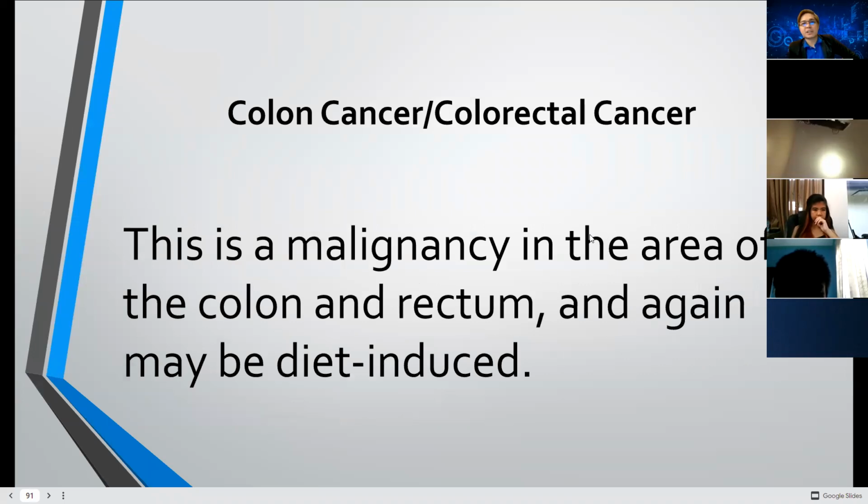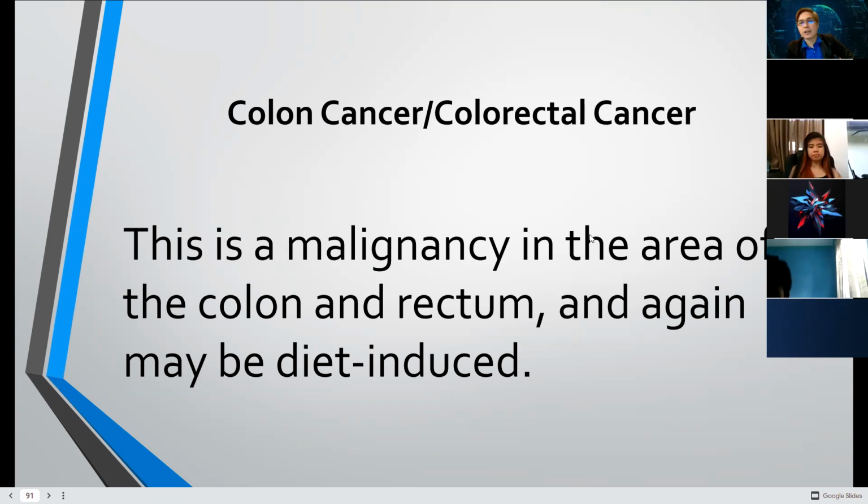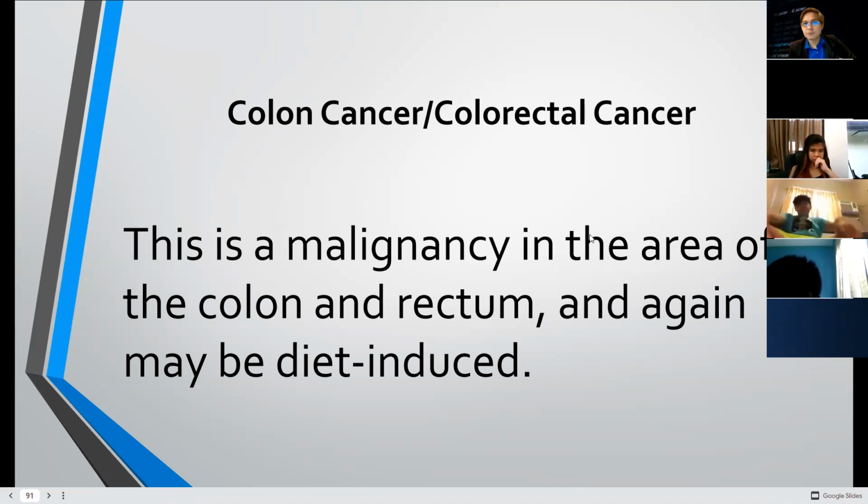The next one is colorectal cancer, also known as colon cancer. This is common. This is a malignancy in the area of the colon and rectum. And again, it may be diet-induced. One big factor for colorectal cancer is eating junk foods. What else? Eating fast foods like Jollibee, McDo, Chowking, and all of those. Smoking also can cause colorectal cancer.